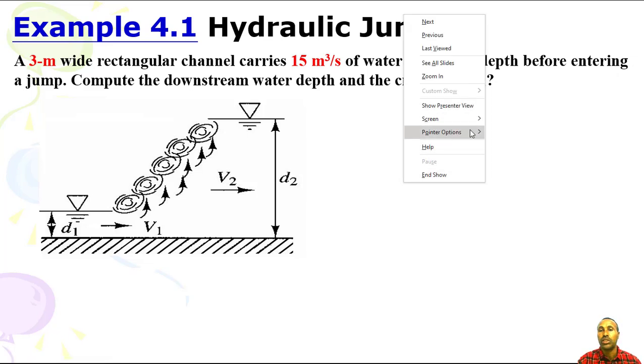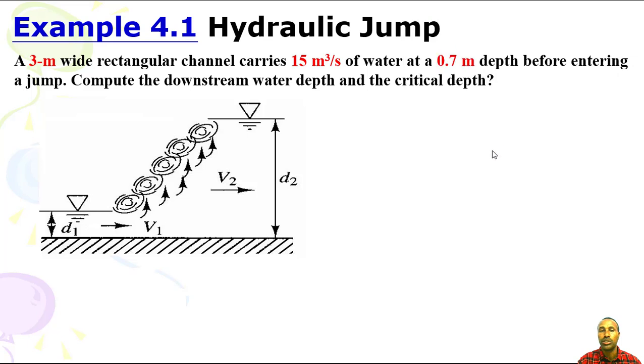So you have the depth before the jump, which is this one. This is the depth which is before the jump. Then what will be the sequent depth if you have the flow rate given, and the width of the channel given? So you have depth again, then what will be y2. To compute this, you have to calculate the nature of this flow just before the jump.